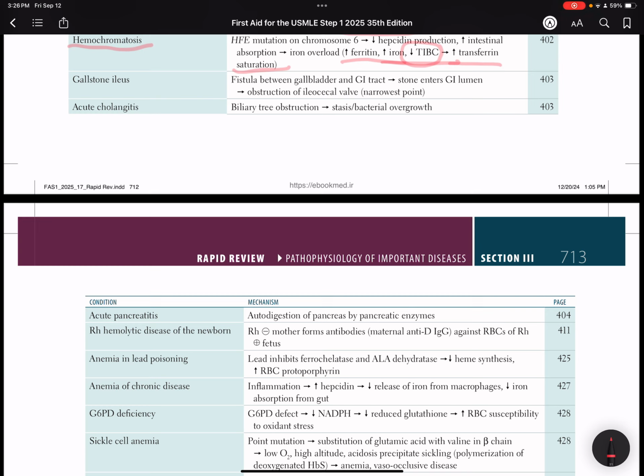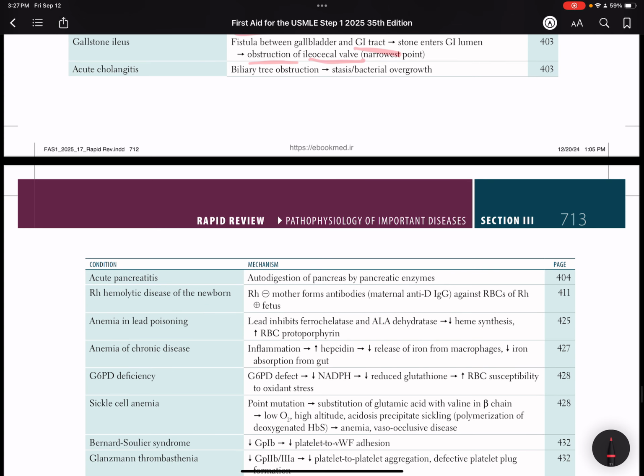This is fistula between gallbladder and GI tract. This leads to stone entering GI lumen. This leads to obstruction at the ileocecal valve, because this is the narrowest point, so obstruction happens because of stone passing from gallbladder to GI tract.